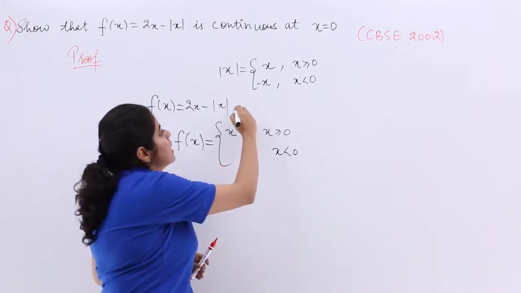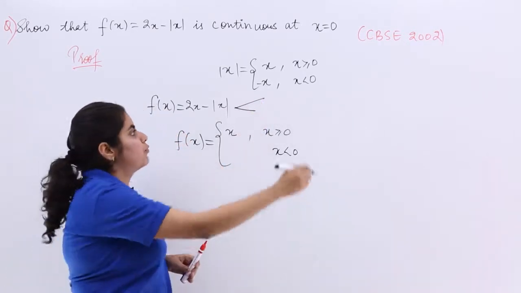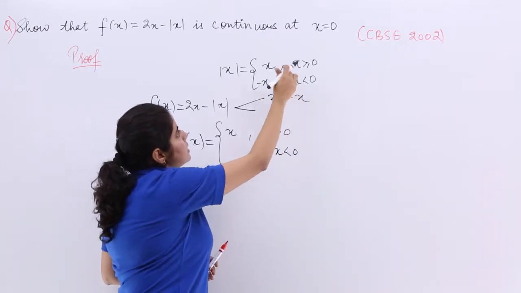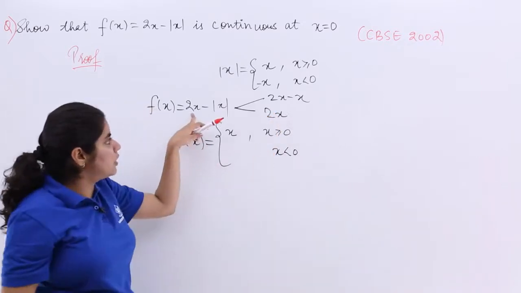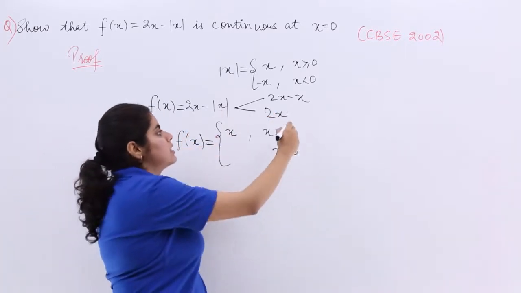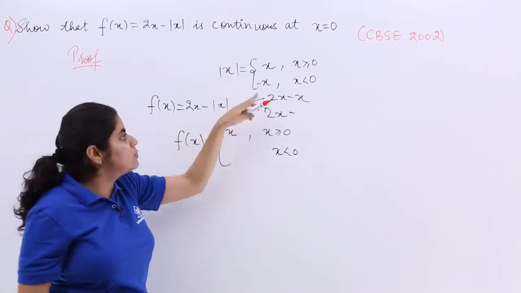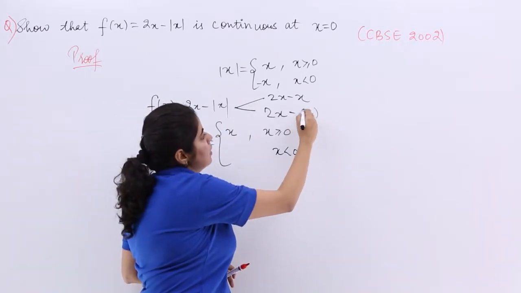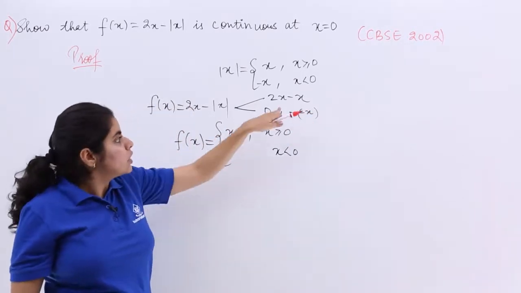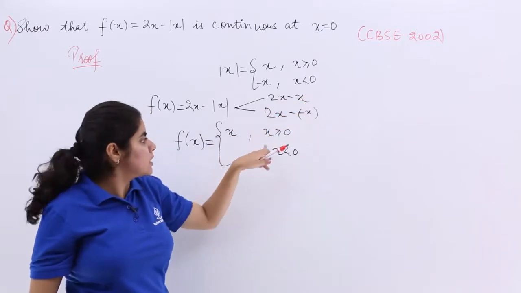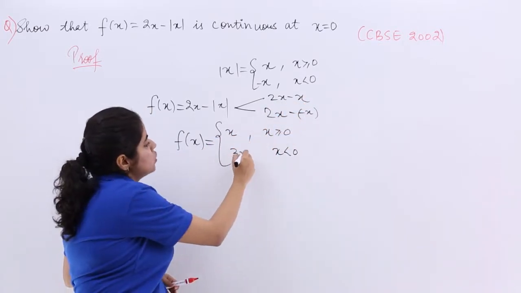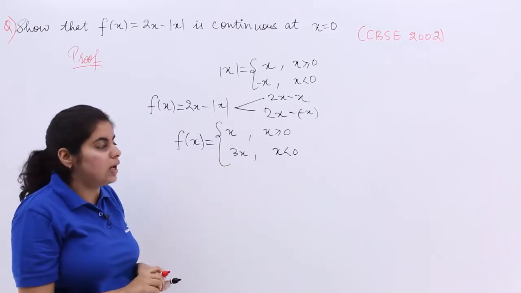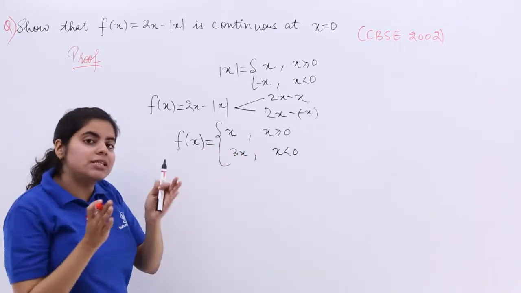What I mean to say is, there will be two cases now. First is 2x - x when x is greater than or equal to 0. Next, when you expand this, |x| becomes -x, so 2x - (-x). Now what is minus minus? It is plus. 2x - x is equal to x, which is here. 2x + x is 3x. So now the question is clear, that I have x and 3x as the two branches.